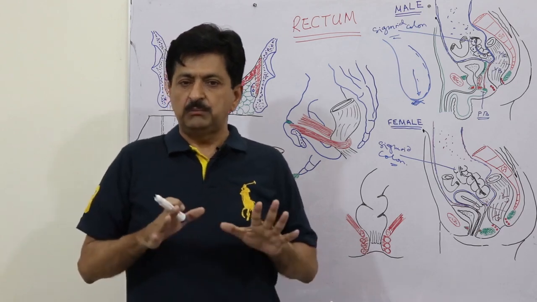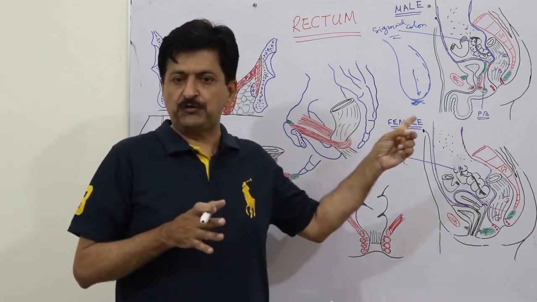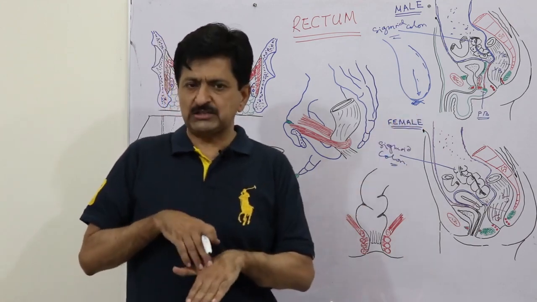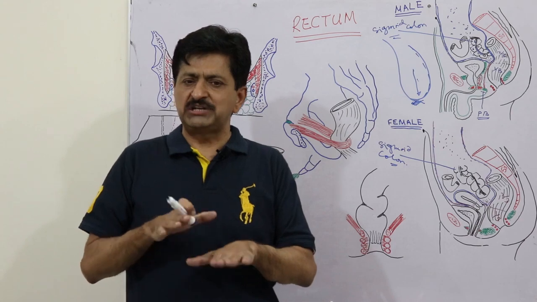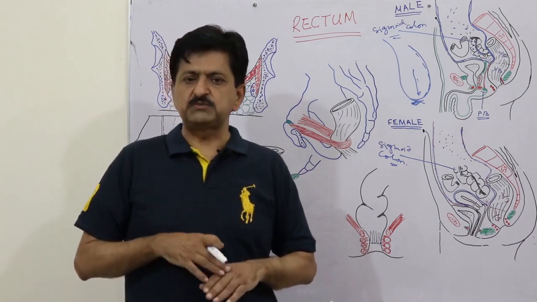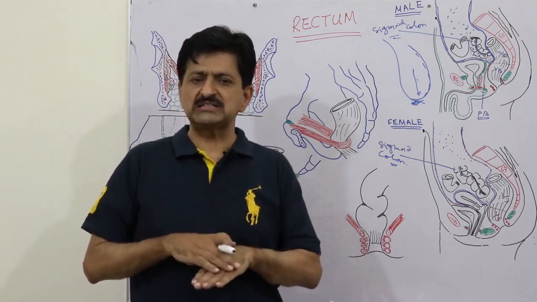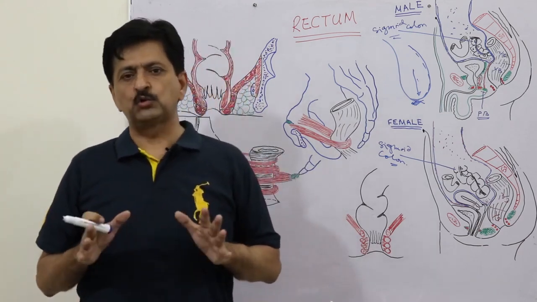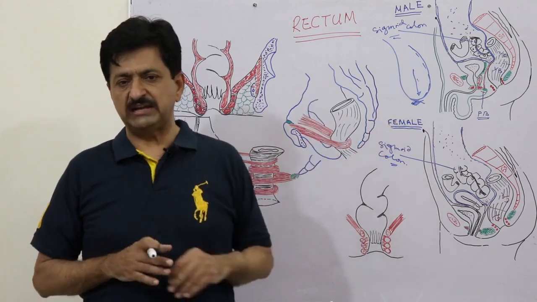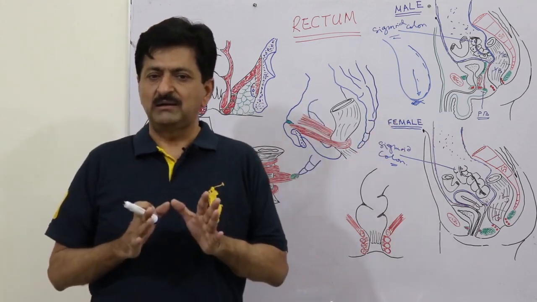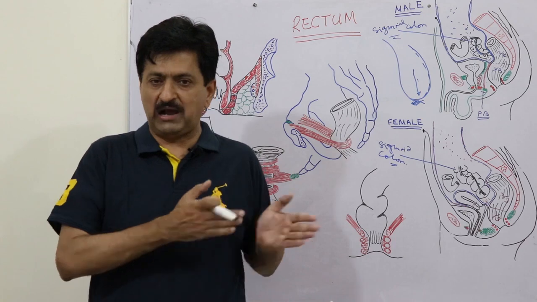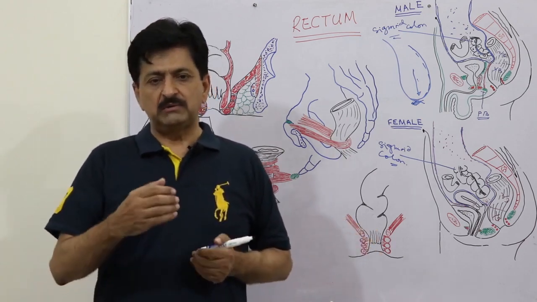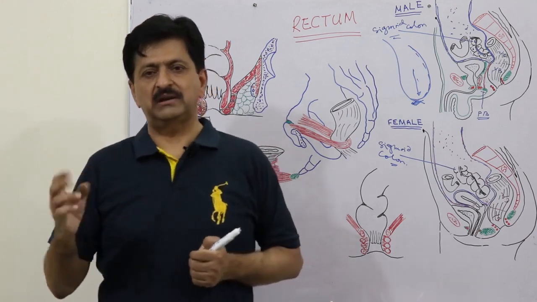Peritoneum, which was present there forming the appendices epiploicae, is present here also. But this peritoneum is only partially covering it, and it is not forming any appendices epiploicae. At the same time you don't have haustrations here. So it is no longer an organ that could be called the colon. That's why we changed its name, and it has been called the rectum.